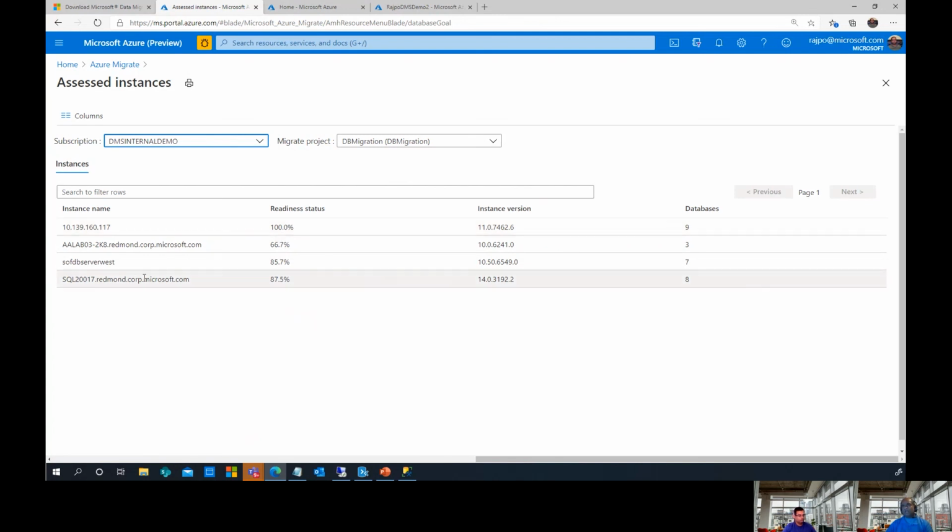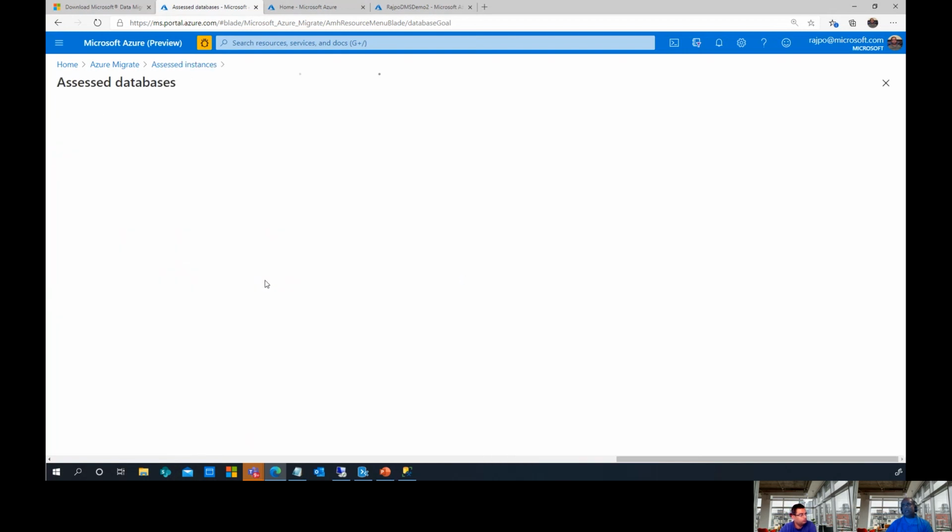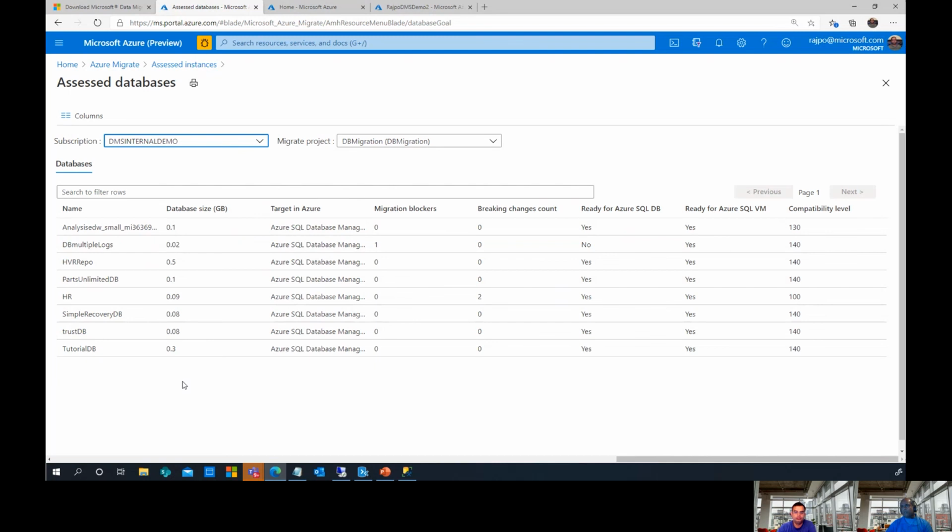It will give you the instance-level readiness, whether it is 100% ready to go to managed instance or Azure SQL or not. For example, the SQL Server 2017 instance is only reporting 87% ready for SQL PaaS. If you want to understand why, you can click on that further. It takes you to the individual databases and how ready they are for migrating to Azure SQL PaaS versus VM. Most of these databases are ready to go to Azure SQL DB. There is only one database that is not ready, which has multiple log files, which cannot be migrated to managed instance unless you refactor those log files to a single log file. That's the reason it is reported as a migration blocker.